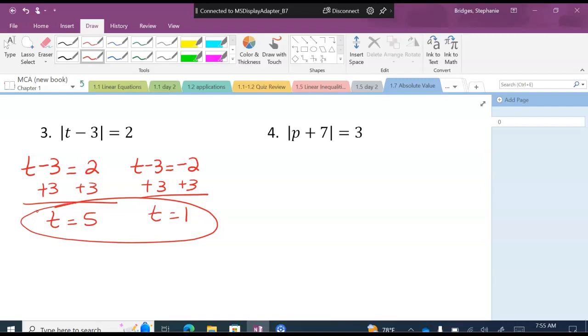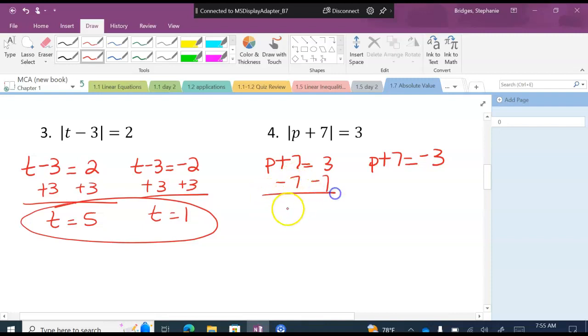Is my absolute value all by itself in this equation? It is. So we're going to set it up. P plus 7 equals the number it gives me. And then also P plus 7 equals the opposite of the number it gives me. Then we're going to subtract 7 from both sides. And then we're just going to do our check. And again, you don't have to write the check down, just do it mentally.